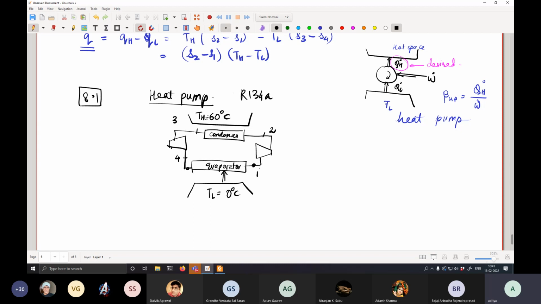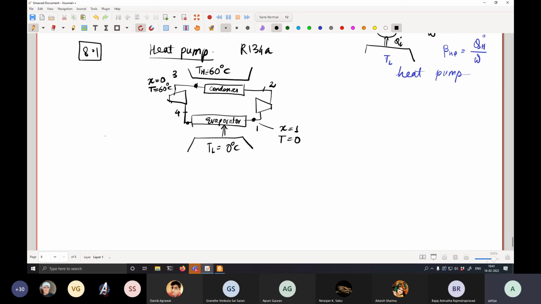So point 1 is x equal to 1 at T equal to 0. And it is given that the heat is rejected from R134A at 60 degrees Celsius, so that it ends up as saturated liquid. So point 3 is x equal to 0 at T equal to 60 degrees Celsius. Let us draw the process in the TS diagram.